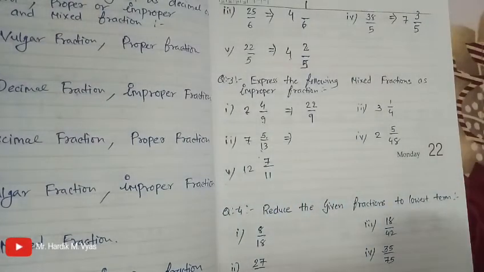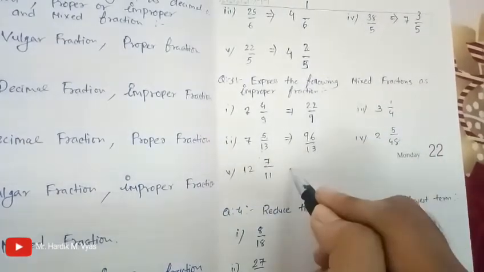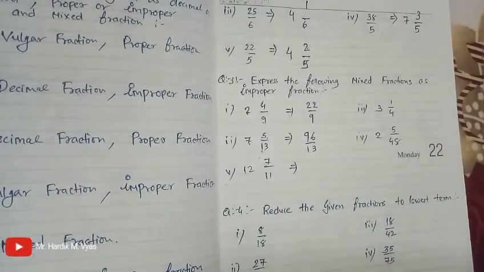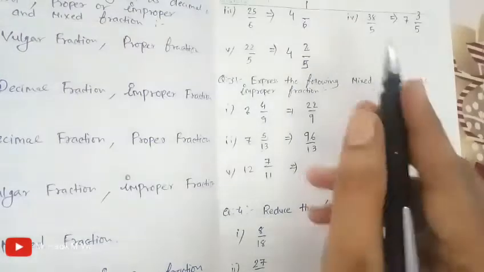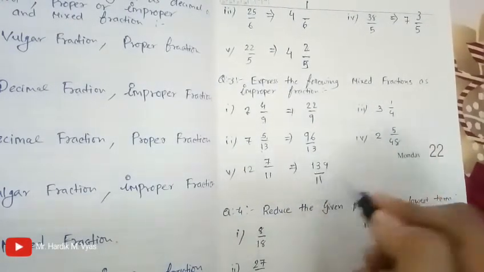Let's say the second question. 7 and 5 upon 13. So that means यहाँ पे क्या हो रहा है, 13 7s are 91. 91 plus 5 that is 96 upon 13. ठीक है. Fifth question. 12 and 7 upon 11. See, first of all we will multiply 12 into 11, that is 132. ठीक है, and 132 plus 7 that is 139 upon 11.